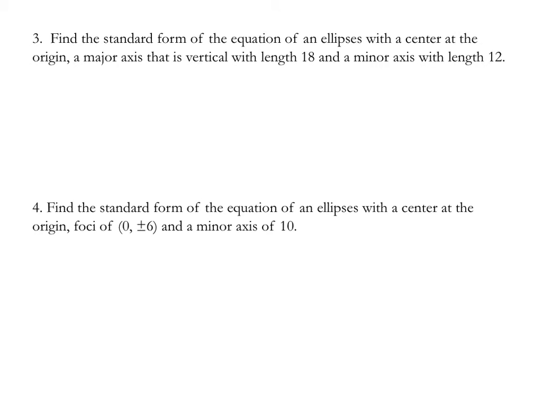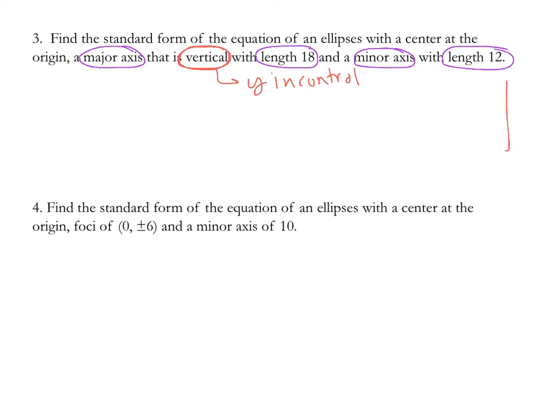All right, number 3, they're just giving us different information here. It says, find the standard form of the equation of ellipse with the center at the origin, a major axis with a length of 18 and a minor axis with a length of 12. And then there's a key here. They're telling you the major axis is vertical. That is going to tell you what's in control. Since that's vertical, that tells you y is in control, because that means the ellipse is going to face this direction. So y would be the major axis, and y would be in control.